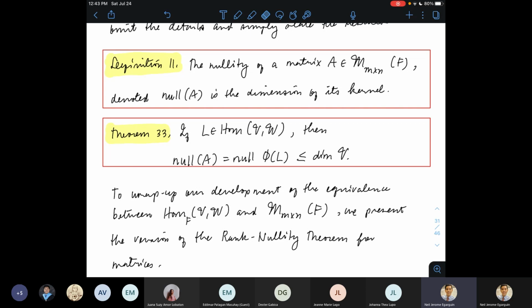Actually, something is wrong here. This should be nullity of L. Sorry about that. Kindly correct. So theorem 33, please correct it. The statement should be nullity of L is equal to the nullity of phi L. So yung nullity ng linear transformation L ay equals sa nullity ng matrix representation niya, which we call to be phi L, ay less than or equal siya sa dimension nung domain. All right?